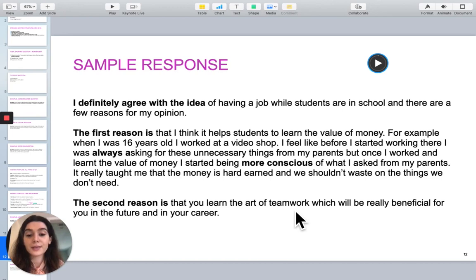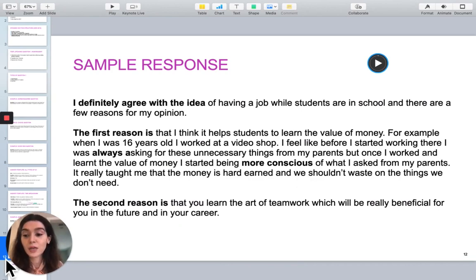Now I want to focus here on something called intonation. So a lot of students face the intonation problem where they're basically speaking English, but they sound like they're still speaking their native language, and that's because they're not following the rules of intonation, the highs and the lows of the English language. So by stressing on some of these words, as I said, I was always asking for these unnecessary things, or I started being more conscious. By really stressing on these words, I am trying to create more impact with my message, and it really makes your messaging more powerful, and it's easier for people to understand you.